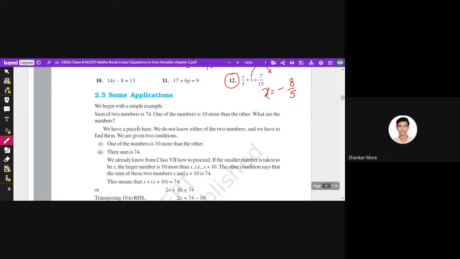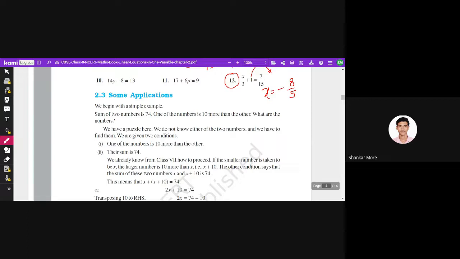We begin with a simple example that sum of two numbers is 74. One of the numbers is 10 more than the other. What are the numbers? See, अभी this is not actually real life example. हमें इस तरीके का कोई example नहीं मिलता है. But still it is word problem. It is quite relatable, right? We have a puzzle here. We can basically call it as a puzzle. Right. So we don't know either of the two numbers and we have to find them.